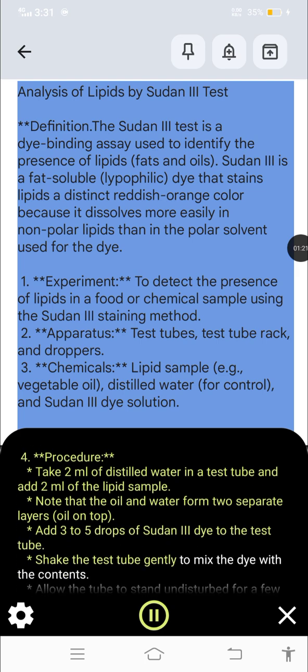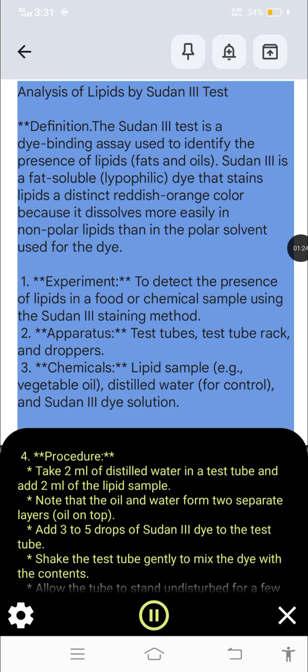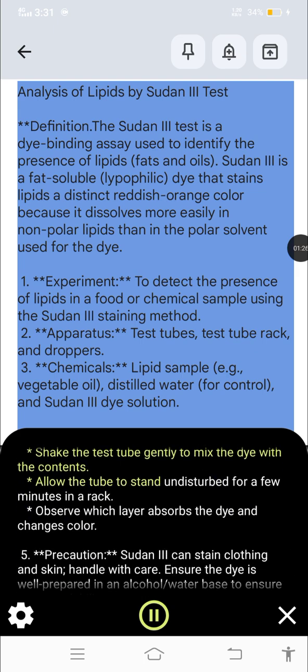Shake the test tube gently to mix the dye with the contents. Allow the tube to stand undisturbed for a few minutes in a rack. Observe which layer absorbs the dye and changes color.